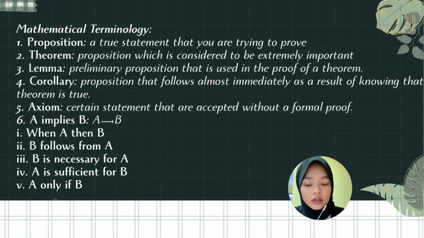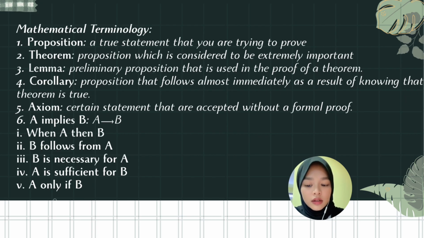First is proposition. A proposition is a statement that is either true or false. It is something that we usually try to prove. Next is theorem. A theorem is also a proposition, but it is considered very important because it has significant impact or wide application. Then we have lemma. A lemma is like a helper statement. It is proved first, then used to help prove a theorem.